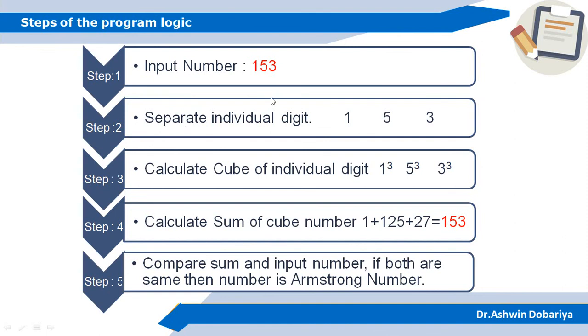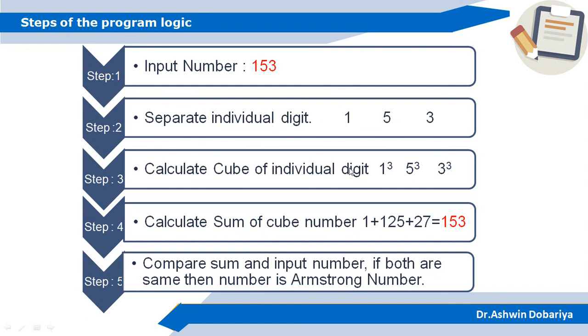Second step, we have to separate each and every digit. How can we separate? That logic we already discussed in our previous video. If we want to separate the digits, then we have to divide this number by 10, not using the division operation, but we have to perform the modulus operation with 10. The modulus operation with the number 10 always gives the remainder, and the remainder is always the last digit. So in that way we can separate it.